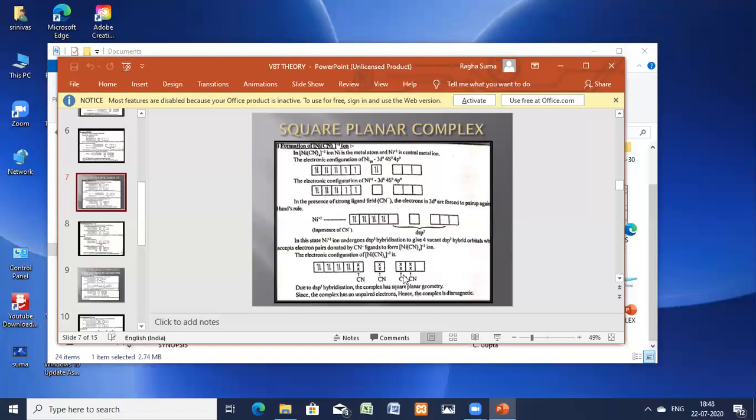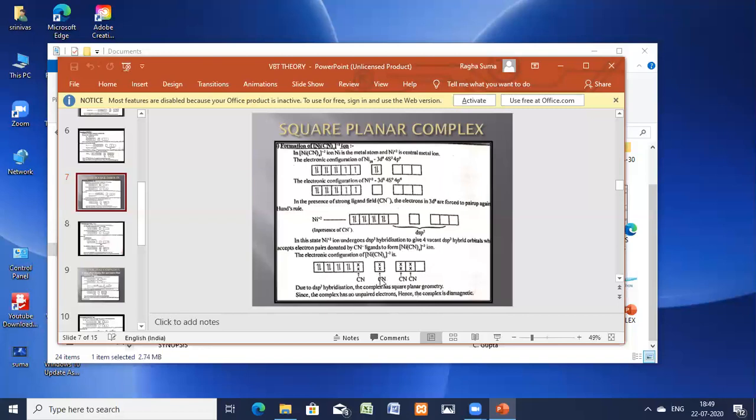Here you can see each cyanide ligand donating a pair of electrons. So the 4 dsp2 hybrid orbitals of the nickel bond with the cyanide ligands through coordinate covalent bonds. Here you can see the arrow mark, which is nothing but the coordinate covalent bond. So 4 cyanides will bond with the central nickel atom. Therefore, due to dsp2 hybridization, this complex has square planar geometry.